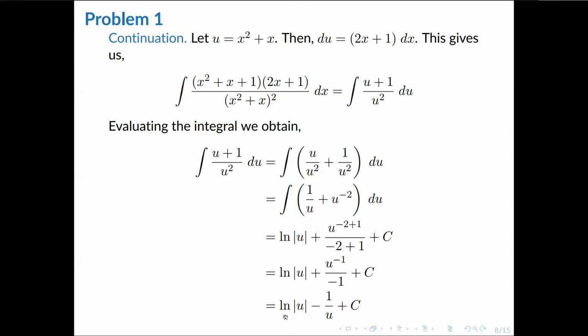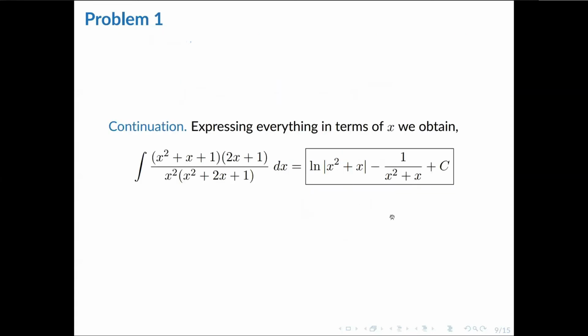Simplifying further, we now get ln absolute value of u minus 1 over u plus c. Then substituting the value of u so that the answer would be in terms of x, we now get ln absolute value of x squared plus x minus 1 all over x squared plus x plus c.